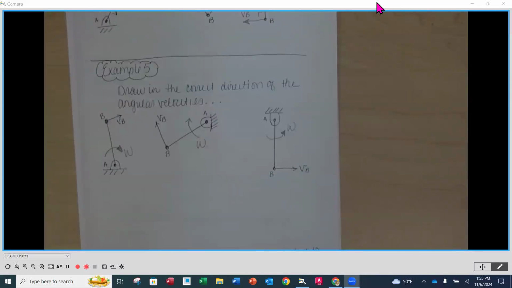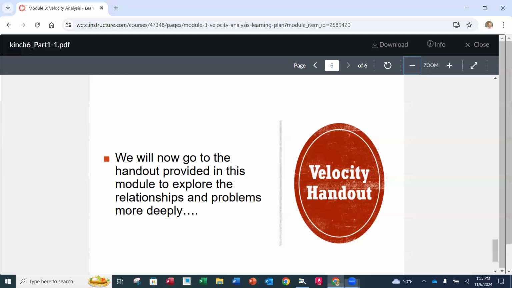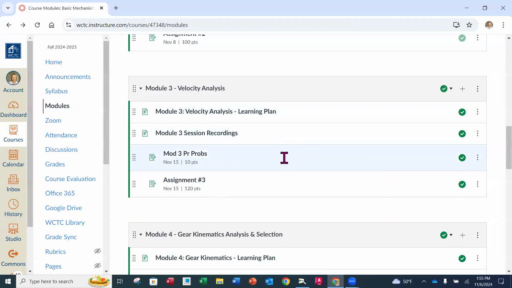Okay. So we've gotten through the first part of our handout, which lays the groundwork for the next step, which is going to be the relative velocity method to solve for mechanisms that have more than one link associated with it. But there is part of the homework that you can do based on what we learned today. So what I want to do is go to our assignment number 3 and look ahead a little bit here.